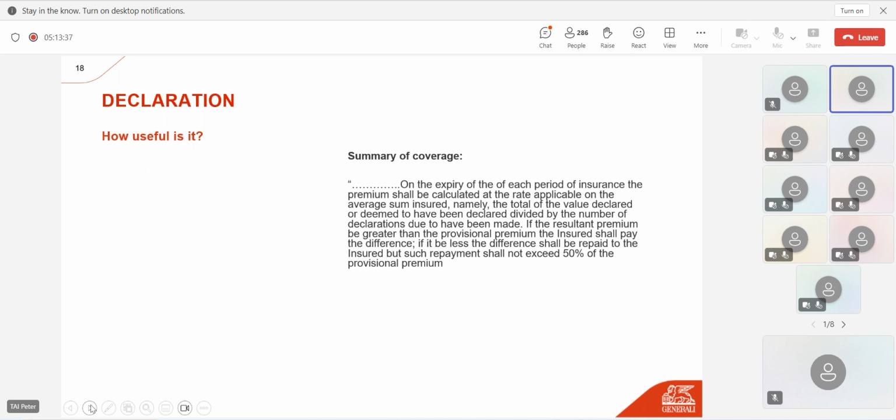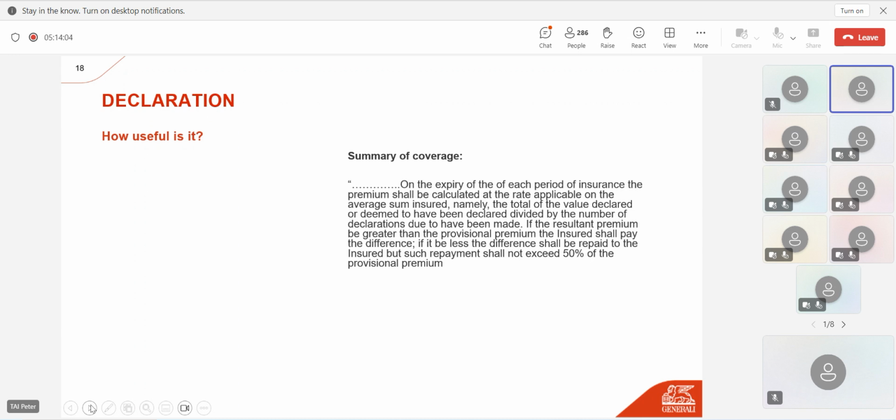It means that at the end of the policy period, if you have a declaration policy on the stock, you can calculate back. We take an average of 12 months. Then if at the beginning of the year they overstated their sum insured, we'll refund them. If they understated, then we will collect the additional premium.